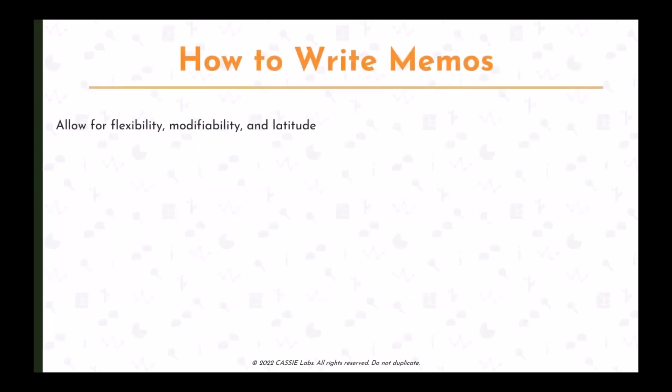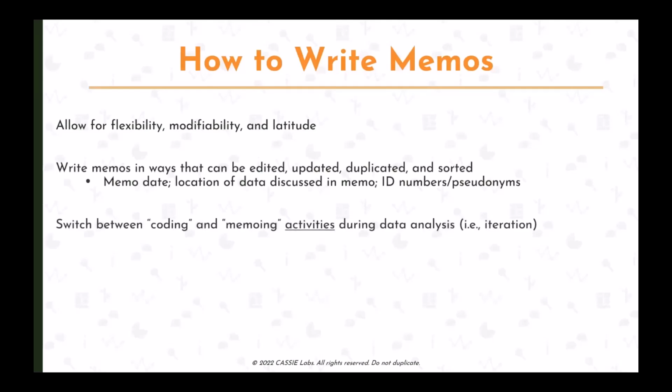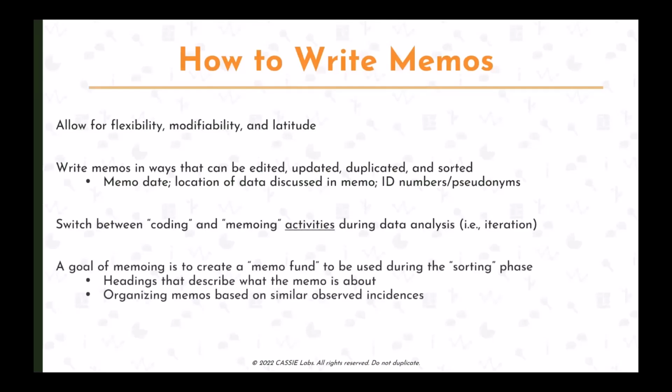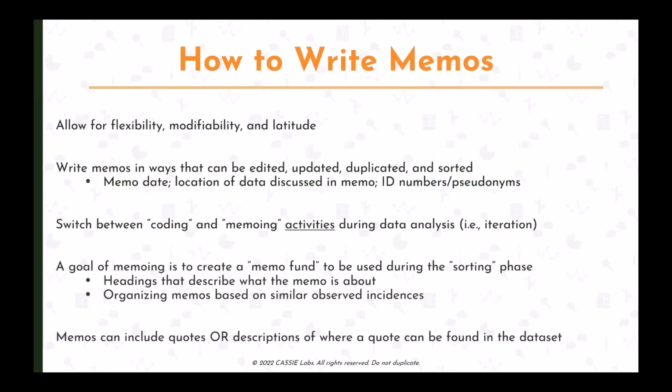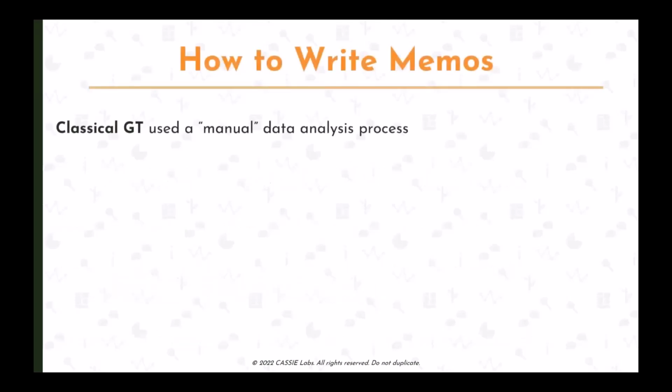I'm probably going to skip this slide just because there's a lot of bullet points. I might skip the next two on how to write memos. Some of this stuff I've already mentioned: allow for flexibility, and we want to have some level of communication. So using memo dates and ID numbers is an iterative process. Your memos can include quotes or just paraphrases of quotes. All of those things are totally allowed when you're writing memos.